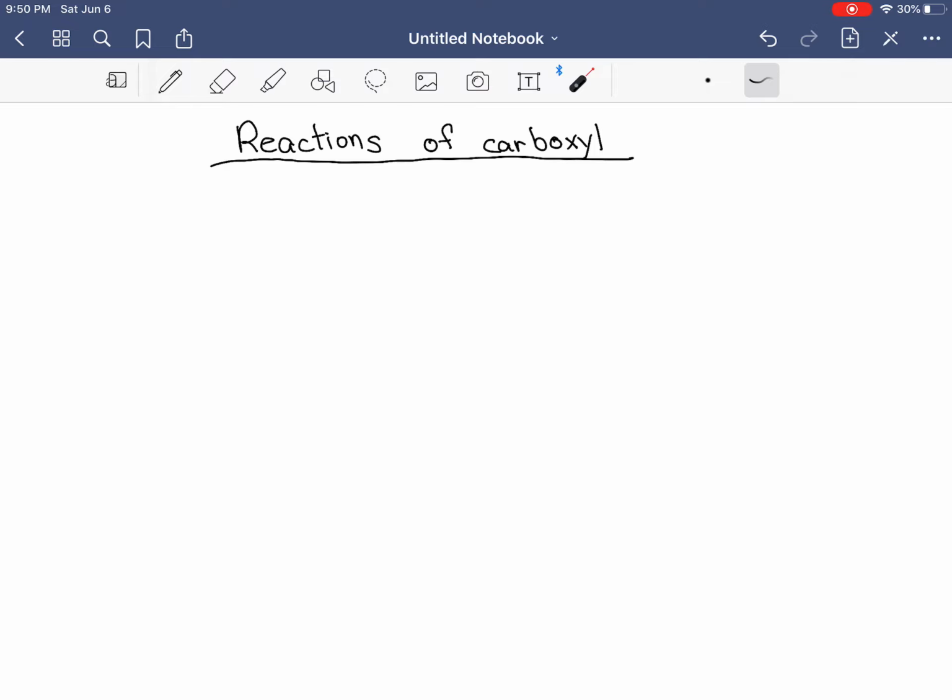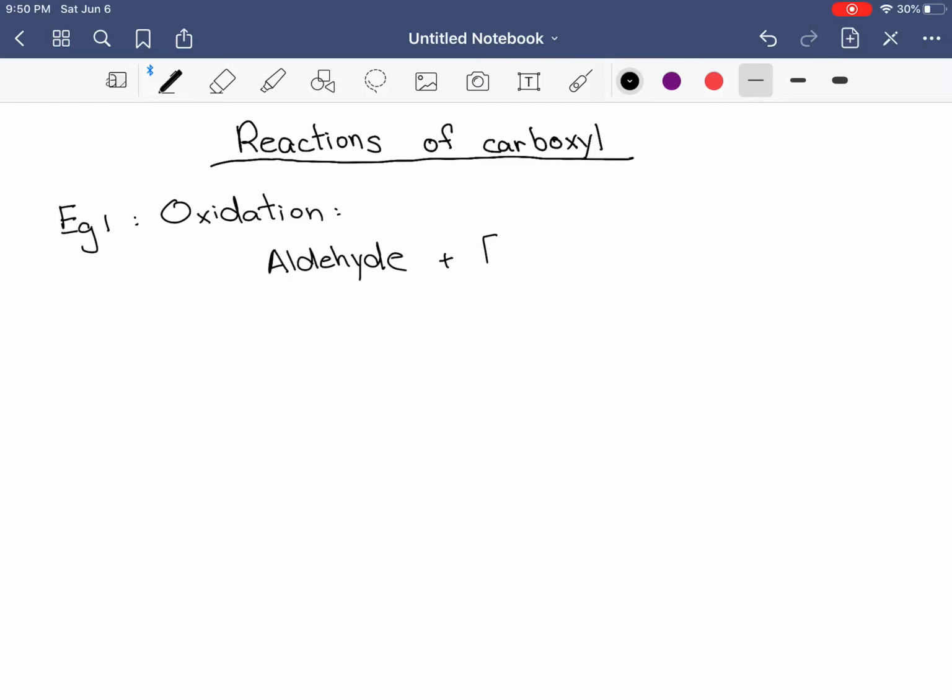Now, today, we're going to look at carboxyl. It's sort of like the continuation of what we saw before. So let's take a look at how we are able to prepare a carboxyl. Let's take a look at example 1. Again, this is another oxidation reaction. What are we oxidizing this time? Well, remember the aldehyde that we saw yesterday? We're going to oxidize the aldehyde.